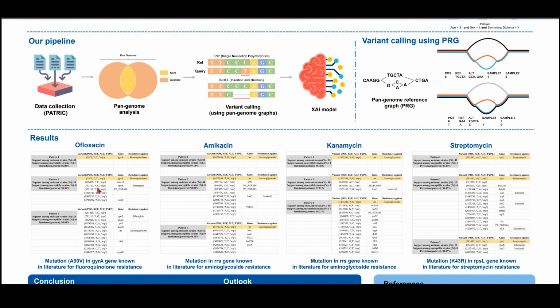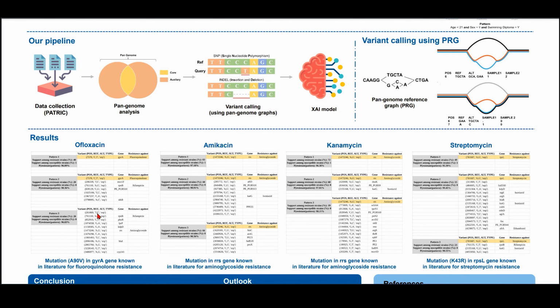Next, we found this second pattern, which is a 7-length pattern, which apart from containing the already reported mutation in the gyrase gene, also contains mutations in some other genes. And the most interesting part about this pattern is that the probability of resistance for this pattern is even higher as compared to the previous pattern. So definitely these mutations in these other genes might be playing some role in resistance, and it will be interesting to see which role they play.